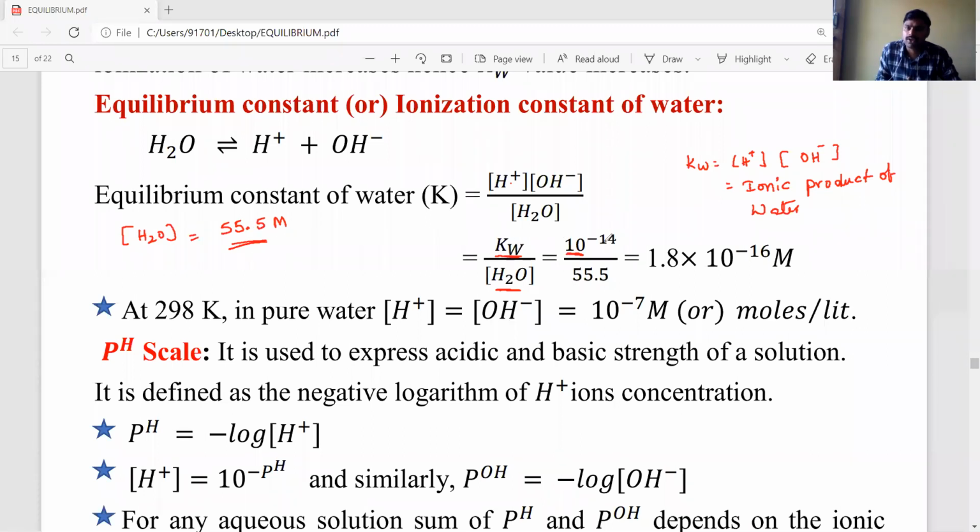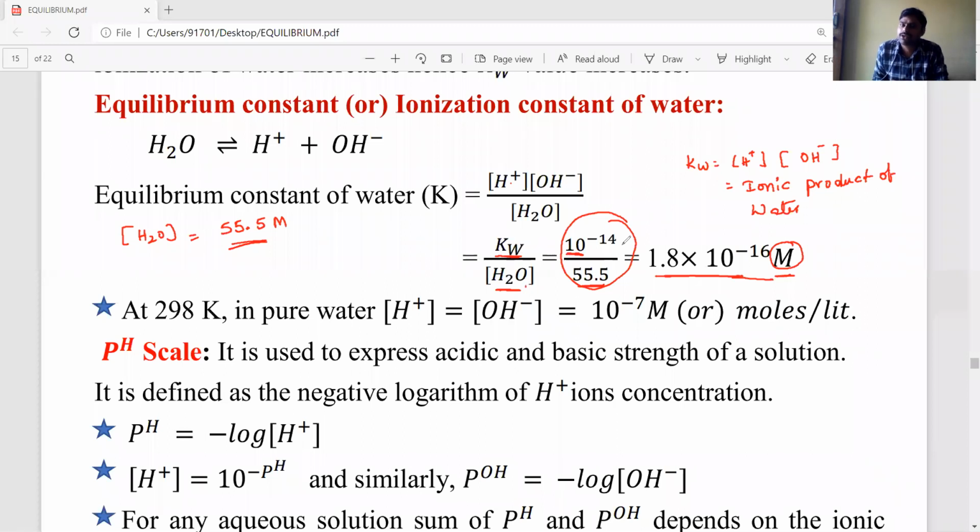Already we discussed this value, and we need to remember it. So Kw is 10 to the power of minus 14, and the concentration of water is 55.5 molar. If you simplify, you get 1.8 into 10 to the power of minus 16 molar. M means mole per liter, so our units are mole per liter or molar. So what is the equilibrium constant, or ionization constant, of water at 25 degrees centigrade? That is a numerical value we have to remember directly. Otherwise, if you don't remember it, you have to derive it.